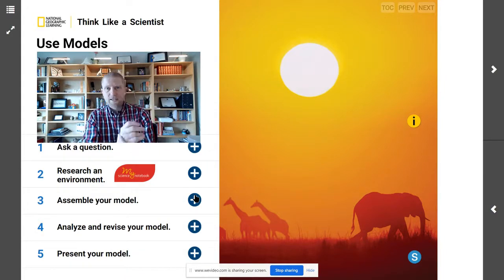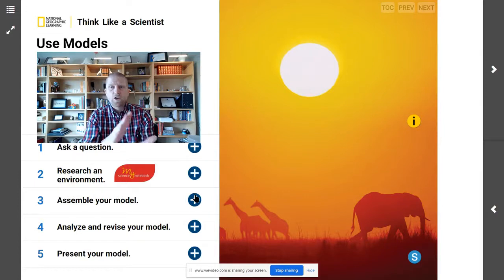Then we're going to come back together and you're going to have an opportunity to share your model in some way. It might just be that you're only sharing your model with your teacher and your teacher is going to give you feedback on it. It might be that you're sharing your model with a family member or a stuffed animal or a pet or your whole class. That will be determined by your particular situation.